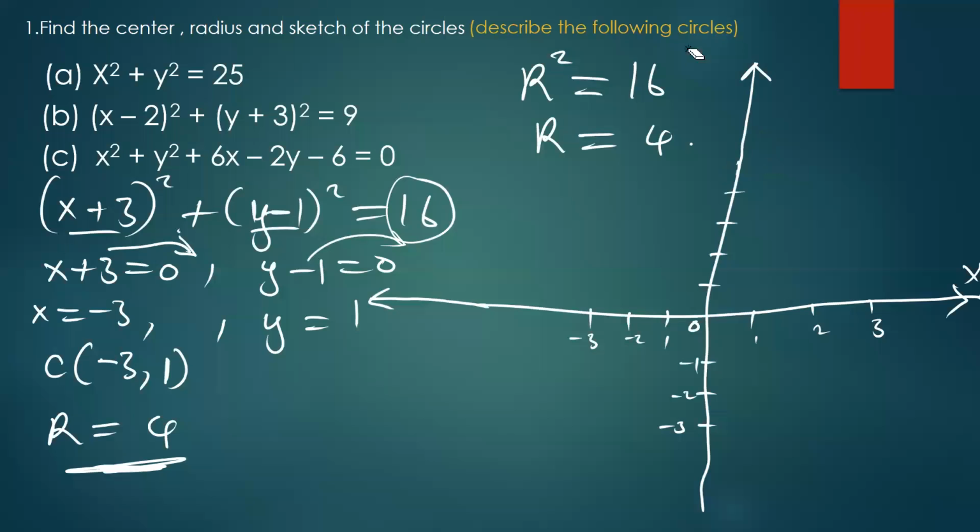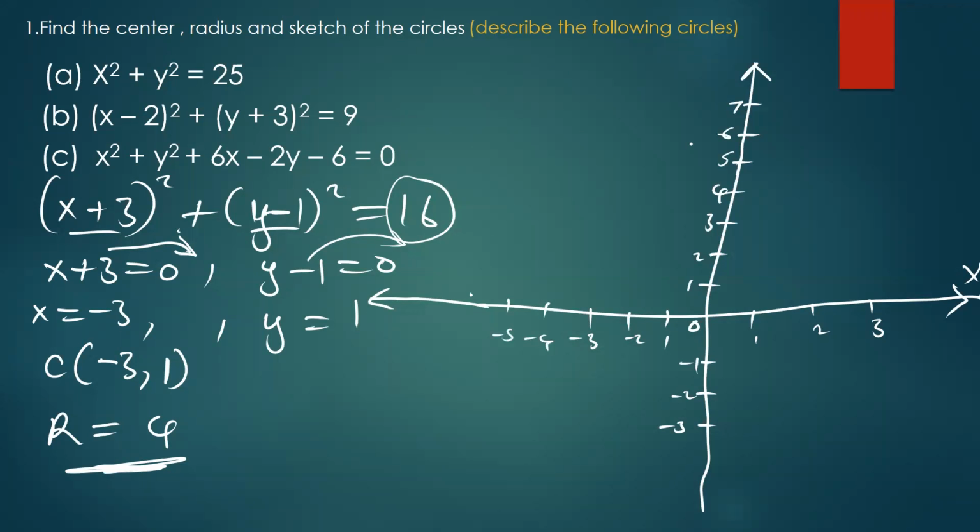Okay. 4, 5, 6. Okay, so 1, 2, 3, 4, 5, 6, 7. Okay. So we also have -4, -5, -6, -7. So also have -8 there. So we move 4 steps on all sides of the center.